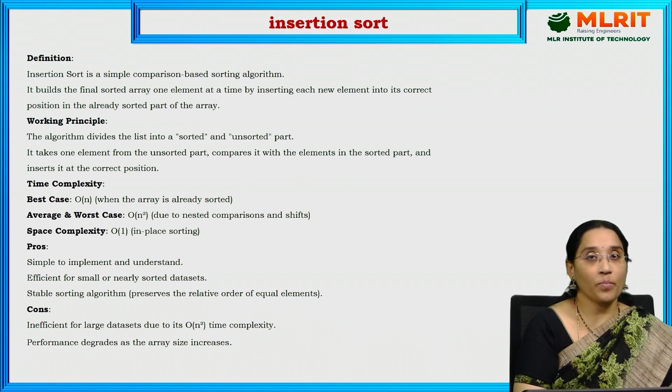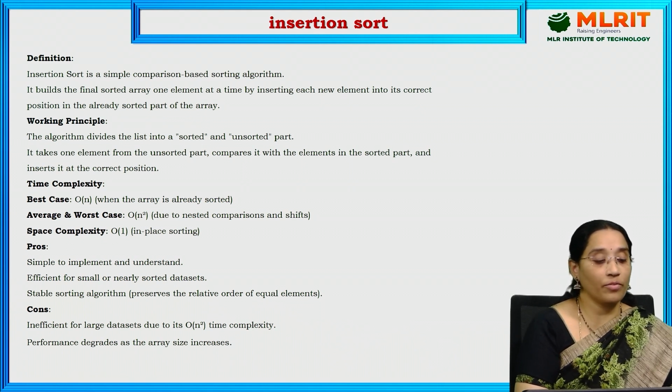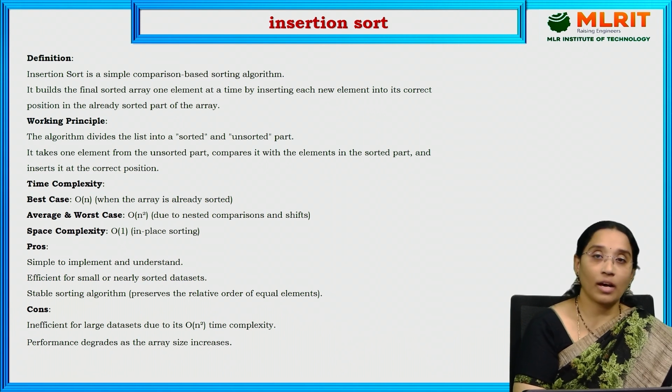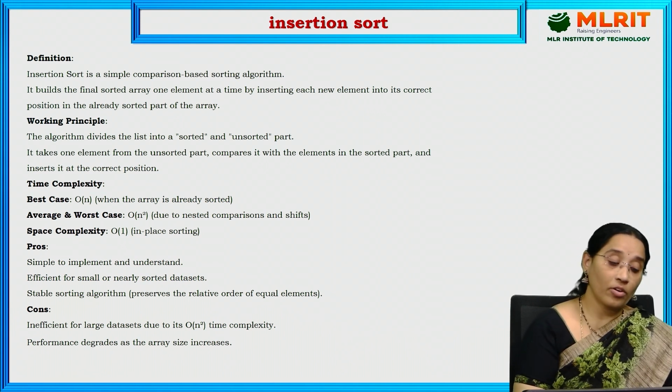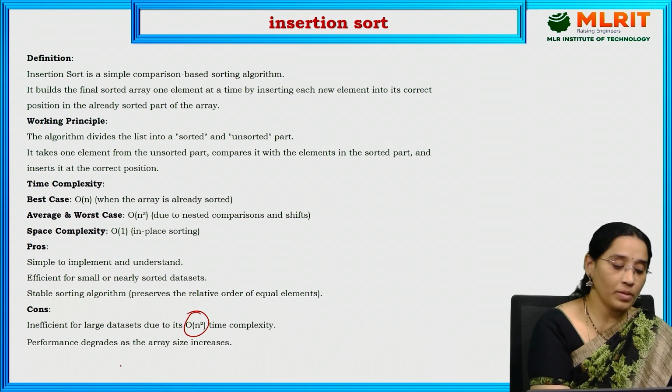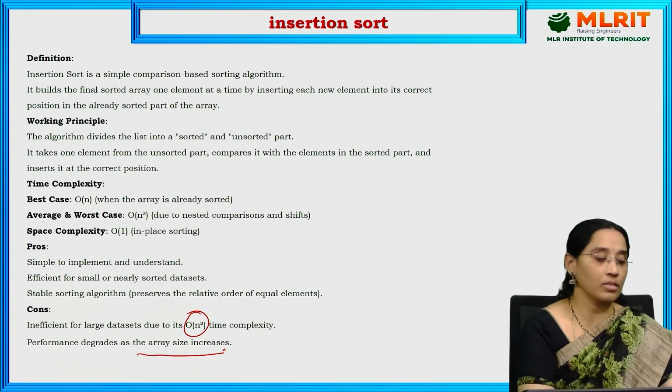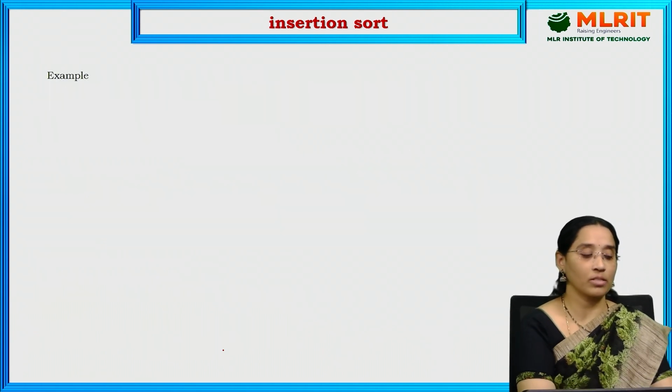The space complexity of insertion sort is order of 1. The advantages are that it's simple to implement and understand, and efficient for small or nearly sorted data sets. The disadvantage is that for large data sets, due to its order of n square time complexity, the performance degrades as the array size increases. Let's see with an example what insertion sort is.